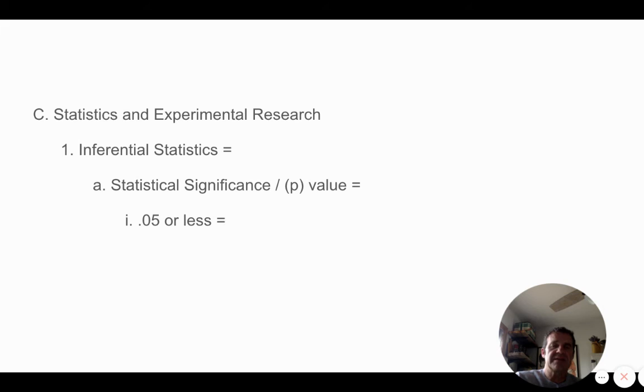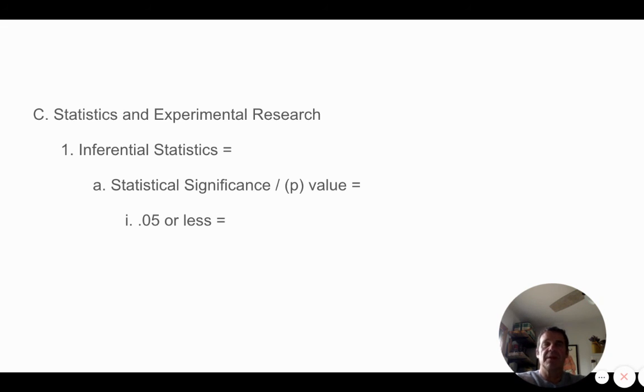0.05 or less tells us that there's statistical significance. So that's what we're going to start our definition with. Tells us there is statistical significance because there is a 95% likelihood that the results come from the independent variable. Tells us there is statistical significance because there is a 95% likelihood that the results are because of the independent variable.